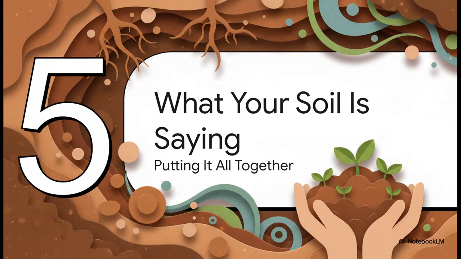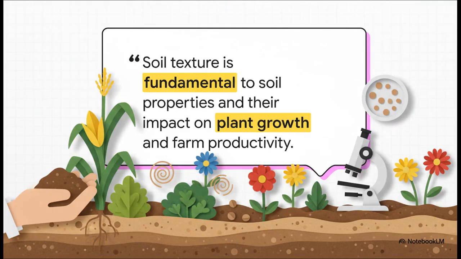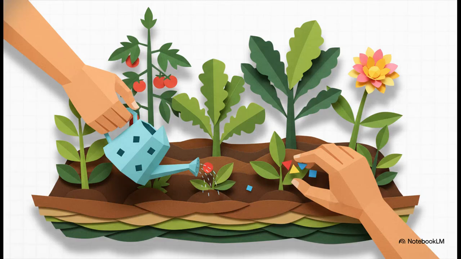So, let's just bring this all back together. We've met the 3 ingredients, we've learned why they matter so much, and now you know how to read them with your own 2 hands. You have literally learned the language of the soil. And this is why it is so important to understand this stuff. Soil texture is not just some fun fact for gardeners. It's fundamental. As this quote says, it dictates farm productivity, what can grow where, and the overall health of our entire ecosystem.